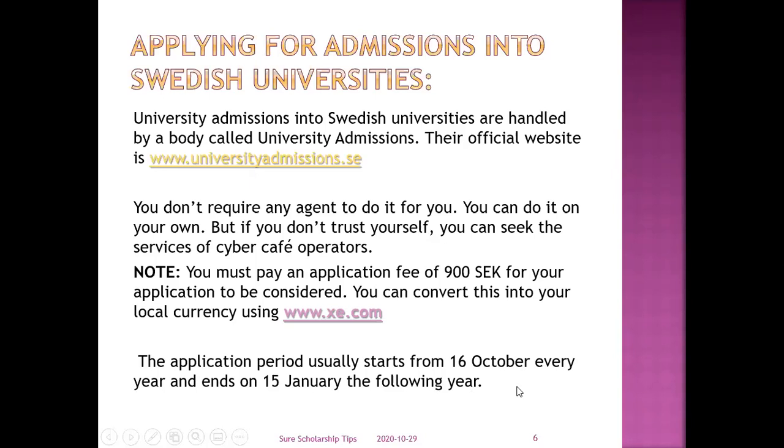So what this means is that today's date is 29th. That means the application process for the 2021-2022 session has already started about 13 days ago. So you are now free to apply for your admission from now on, from 16th October till 15th of January. Application is actually on currently as we speak.